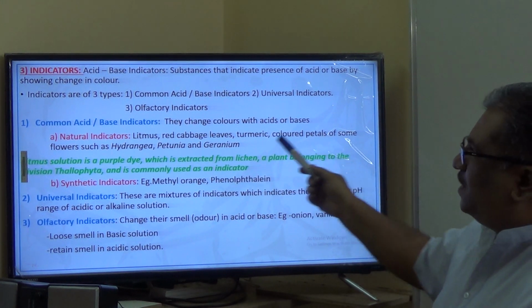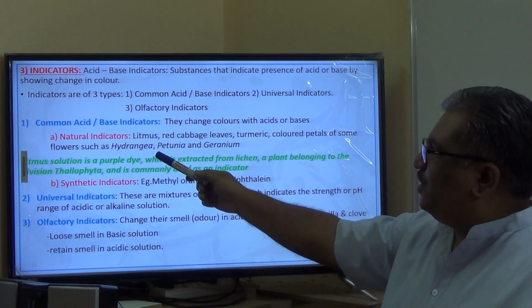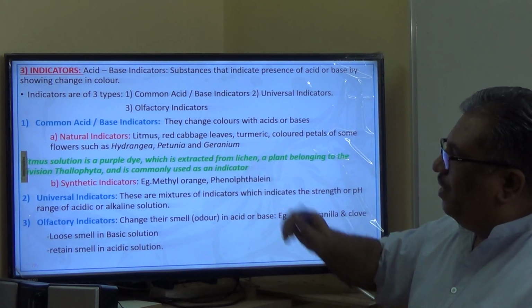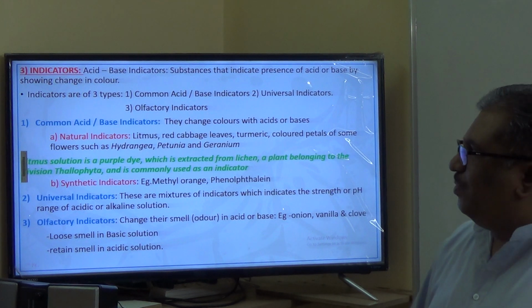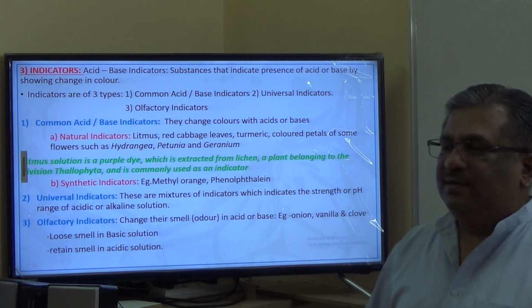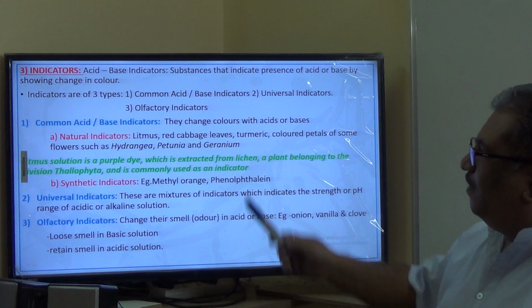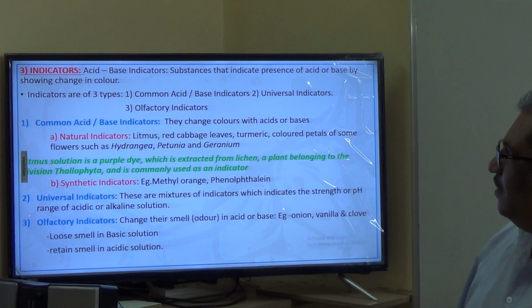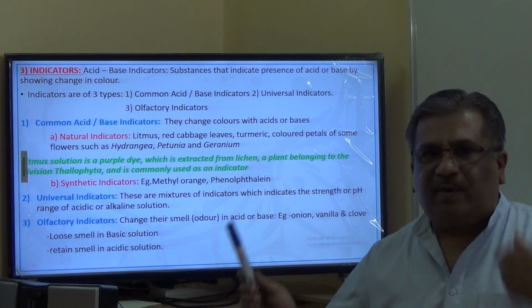Here I have also given the colored petals of some flowers such as hydrangea, petunia, and geranium. Try to remember these plants also. I know those are important. You may get a question from any of these things. Okay, methyl orange, phenolphthalein, etc. Okay, fine. I hope you have noted down.